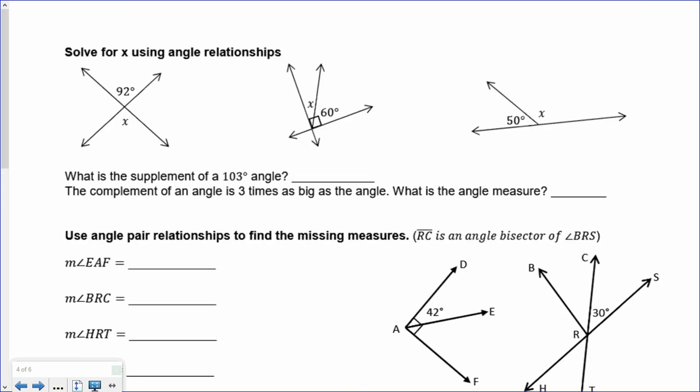Okay, we're going to start simple. There's tier 1, tier 2, and then tier 3. And then the next page is tier 4 for you guys. So we're going to start with these pictures. They're real simple. You have one angle given, one that you're looking for.